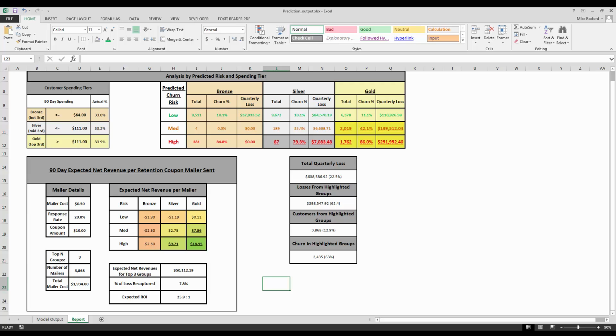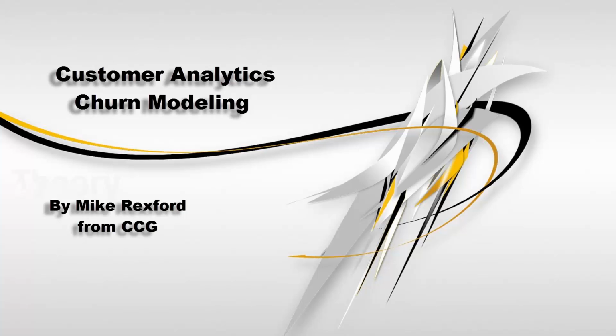They not only allow you to identify customers who are most likely to leave, but they allow you to quantify the costs of attempting to retain them and optimize your efforts to minimize costs and maximize retained value. I hope this has given you an idea of how churn modeling might be able to help your business.